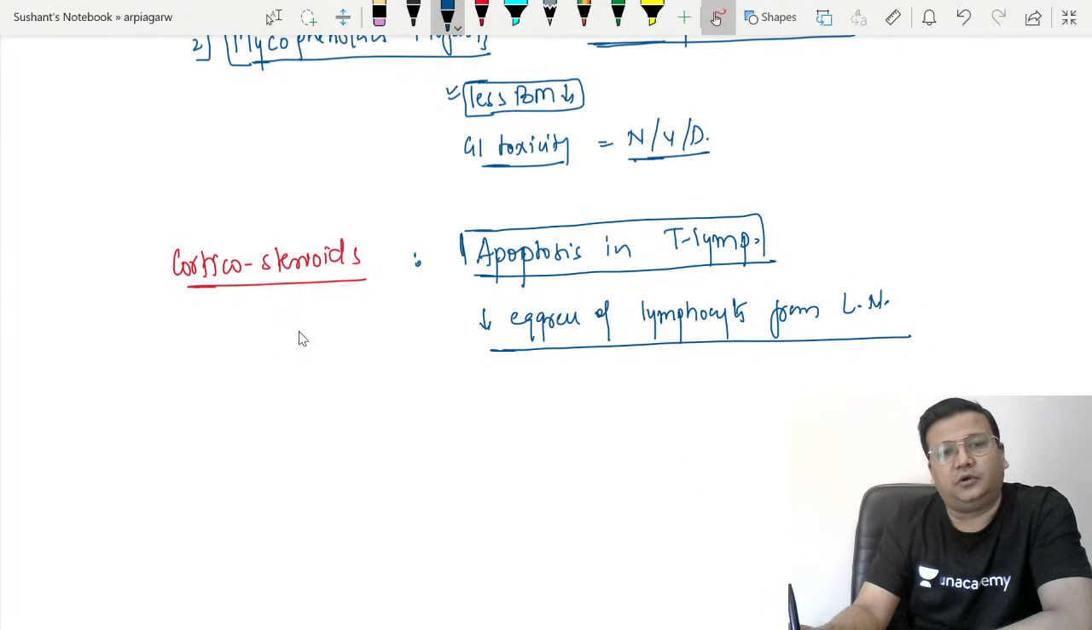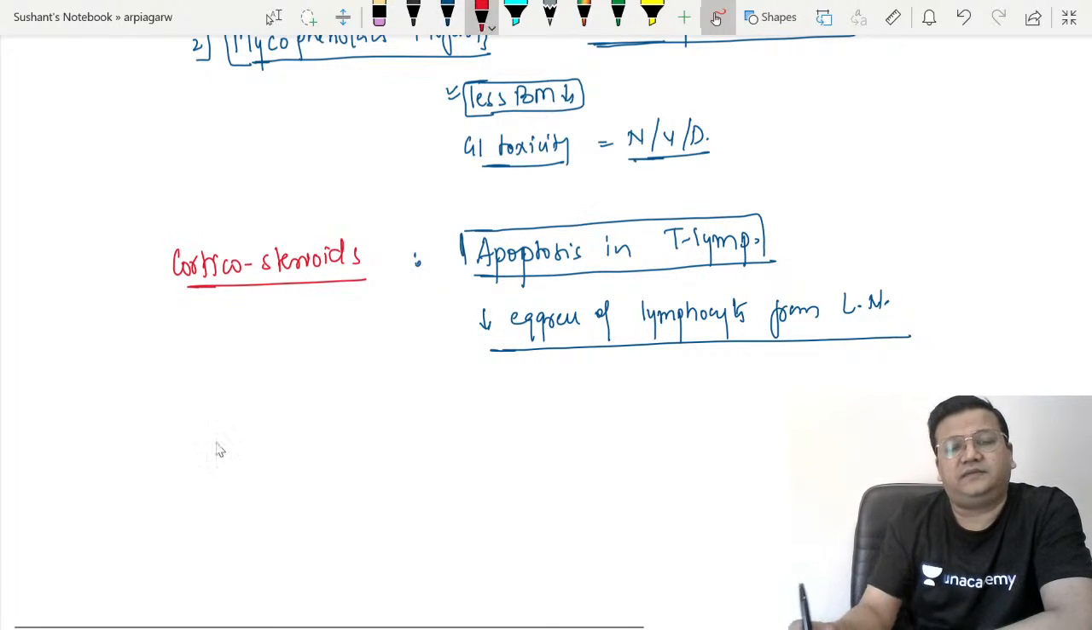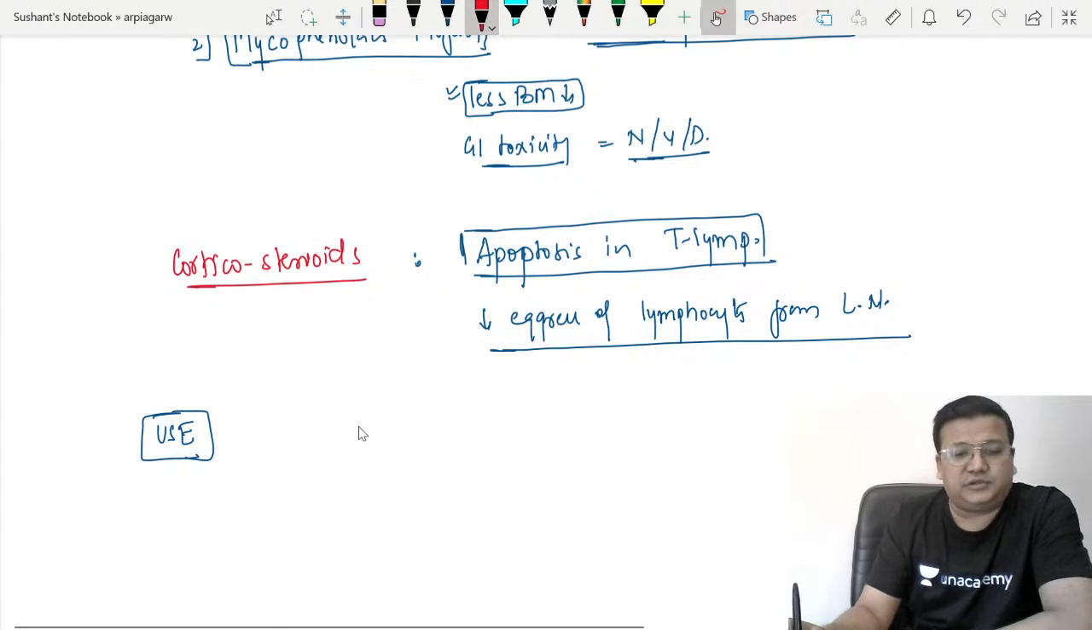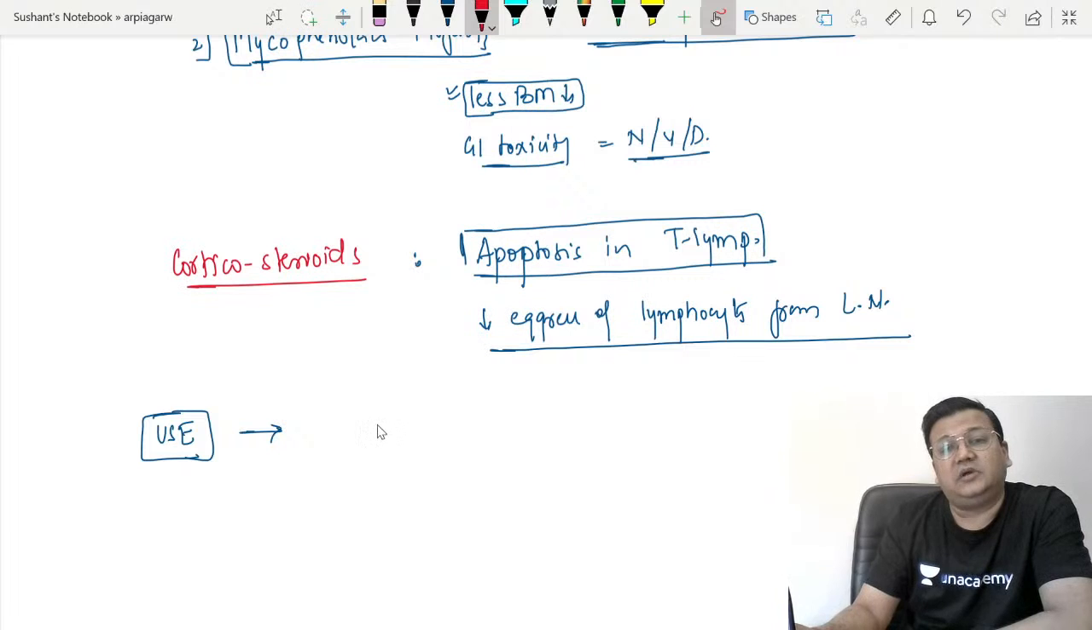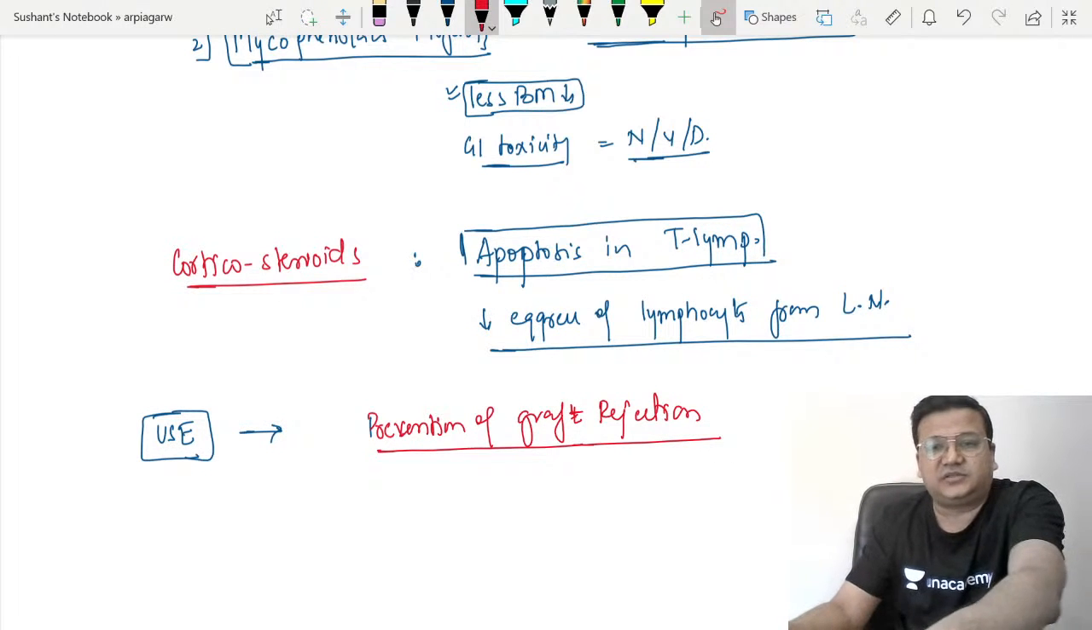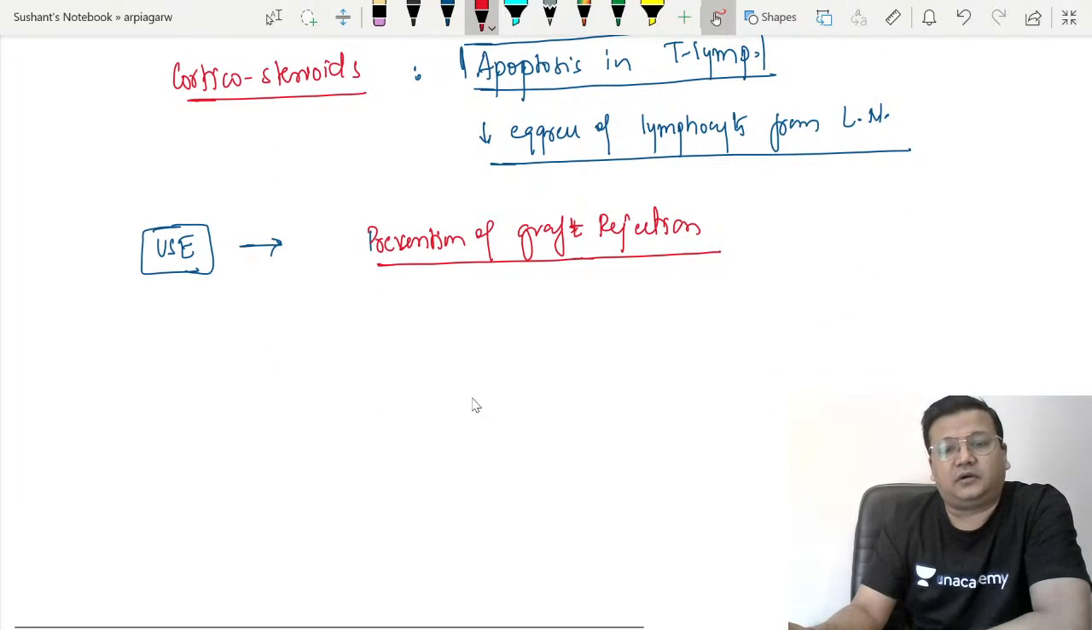So corticosteroids, you all know dexamethasone, betamethasone. So these are the main categories of immunosuppressant. Now what is the use of immunosuppressants? Why do we use this category of drug? The main use of this category of drug is to suppress the immunity for prevention of graft rejection, mostly after organ transplant. That is the main use.